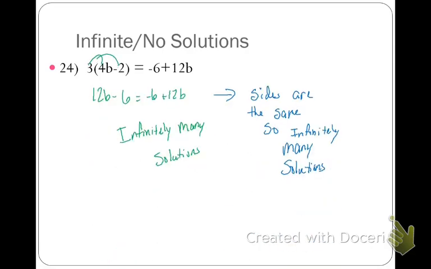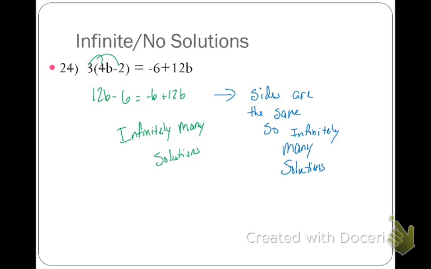So distribute this 3. So you get 12b minus 6. And then you've got this guy here. And another way to look at this is that 12b minus 6 and negative 6 plus 12b are really the same thing, right? You can always flip-flop the order of the right-hand side so the 12b comes first and the negative 6 is behind. You get 12b minus 6. Since the sides are the same, that means that if I subtracted 12b from both sides, I'm going to get negative 6 equals negative 6.